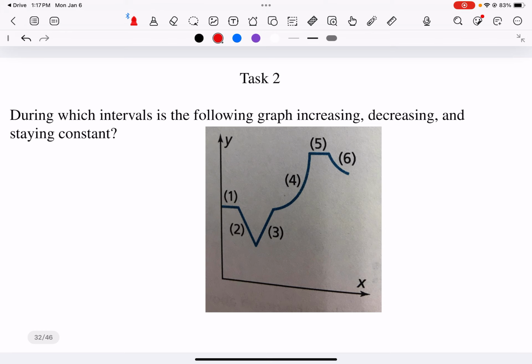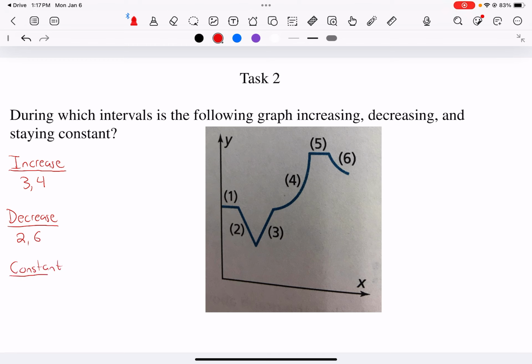During which intervals is the following graph increasing, decreasing, and staying constant? So we're going to talk first about when the graph is increasing. The graph is increasing when it's going up from left to right. So that is happening at interval 3 and at interval 4. The graph is decreasing when it is going down from left to right. That is happening at interval 2 and interval 6.